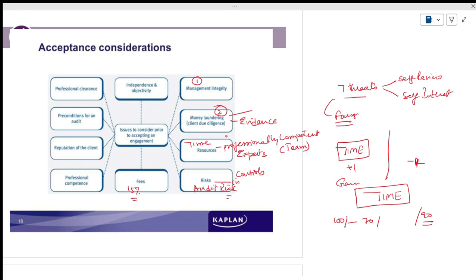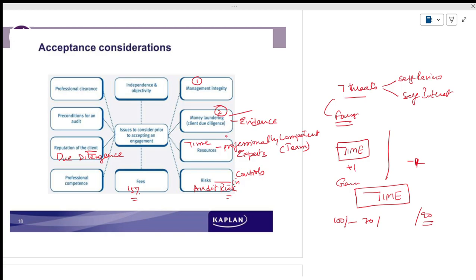We have enough resources. Most importantly is the reputation of the client. We will see how the client is. Definitely, we will not take XYZ. We will scrutinize. We will have due diligence. We will see who the client is and whether he has a good reputation. If he is an existing client, we'll get the review from the outgoing auditor. Those things are preconditions.